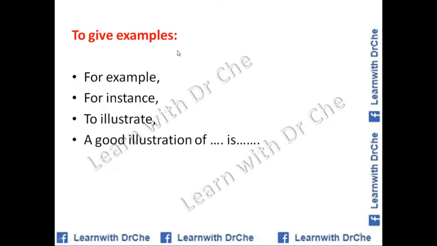And there are transition signals to give examples. For example, for instance, to illustrate. A good illustration of something is something. A good illustration of English learning is my YouTube channel. This is just a joke.